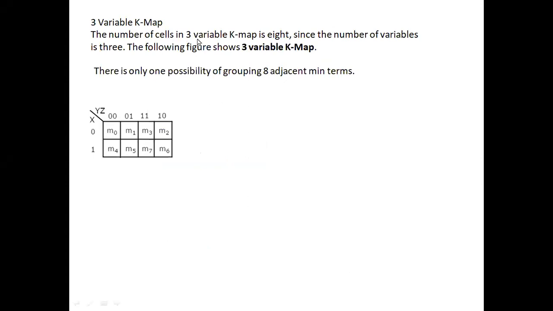As n is equal to 3, we'll be having 2 power 3, that is 8 cells. So they are M0, M1, M2, M3, M4, M5, M6, M7. If you clearly see, the sequence is slightly different from the 2 variable K-map, isn't it? See here, instead of 0 0, 0 1, 1 0, 1 1, we are following a new code called 0 0, 0 1, 1 1, 1 0.